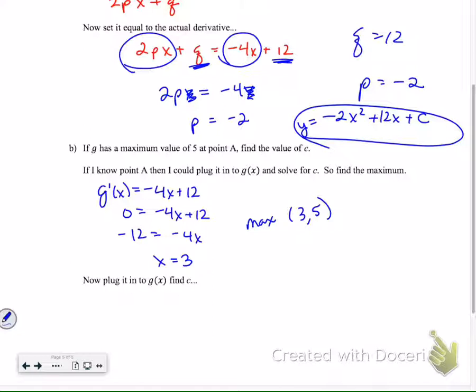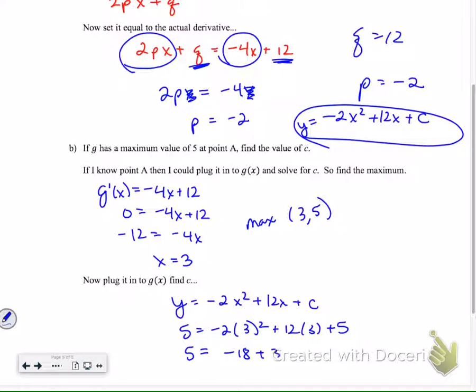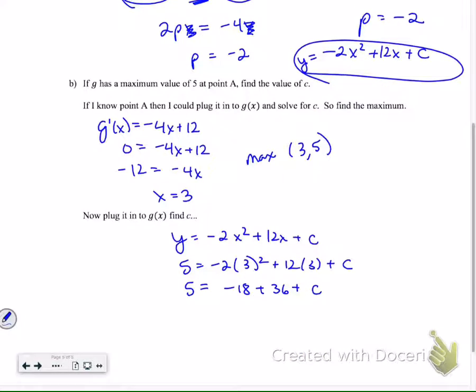So I'm going to write y equals, technically this would be g, I guess, but of course they mean the same thing. So 5 is equal to negative 2 times 3 squared plus 12 times 3 plus 5. So 5 is equal to, 3 squared is 9 times negative 2 is negative 18 plus 36 plus, sorry, I got a little ahead of myself there. That shouldn't be a 5, that should be a c. Plus c. That's 5 is equal to 18 plus c. C is equal to negative 13.